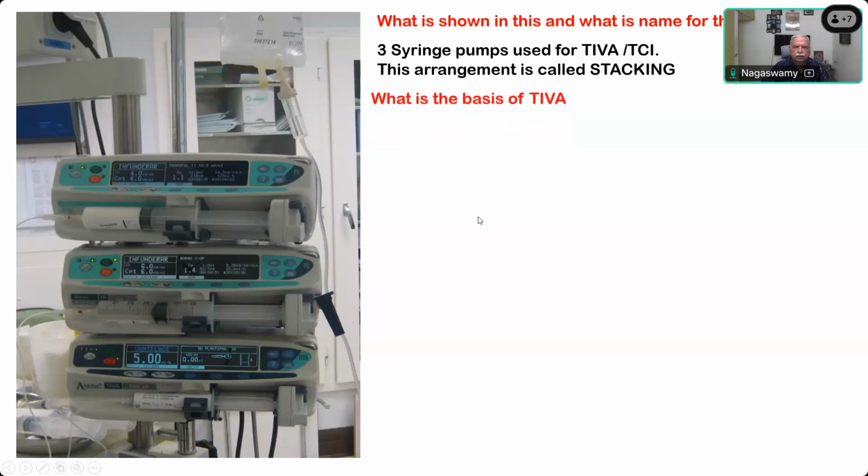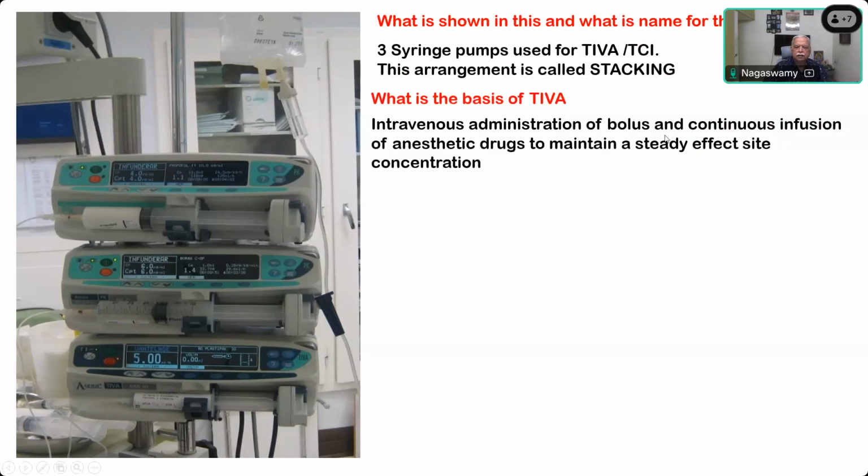What is the basis of TIVA? So, avoiding inhalationals, creating a state of hypnosis with the help of plasma concentration and effector site concentration. Intravenous administration of bolus and continuous infusion of anesthetic drugs to maintain a steady effector site concentration. That is the basis of TIVA.